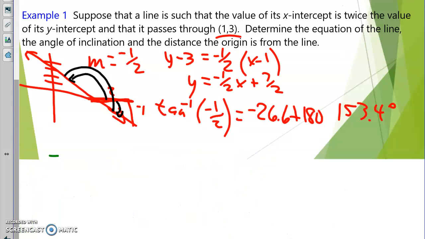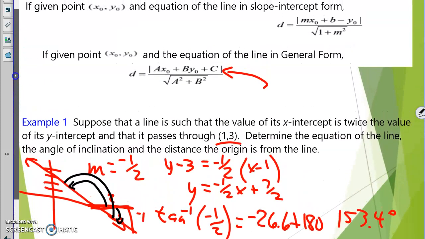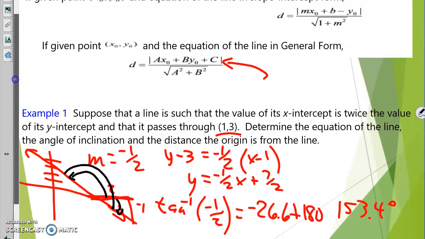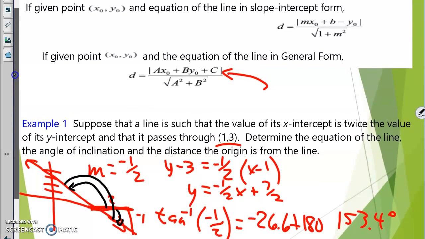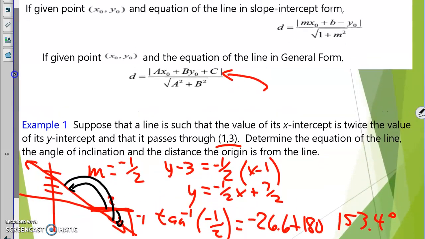And then the last thing they want me to do is to find the distance the origin is from the line. So we're going to use one of the formulas that are above, and let's use this one up here, I guess.